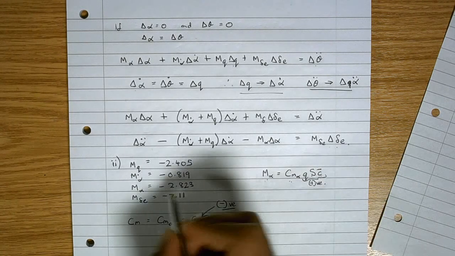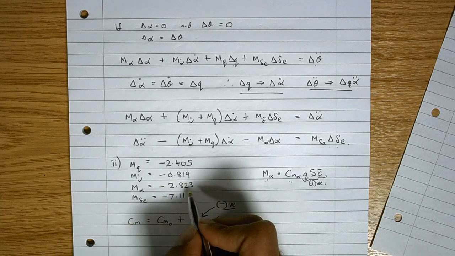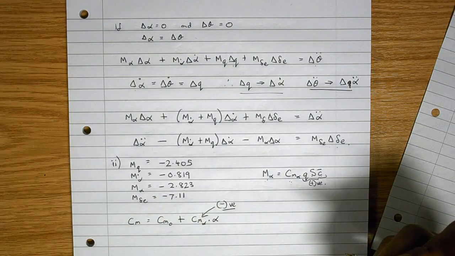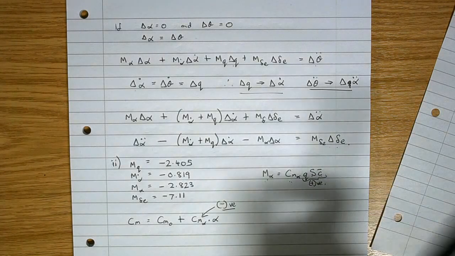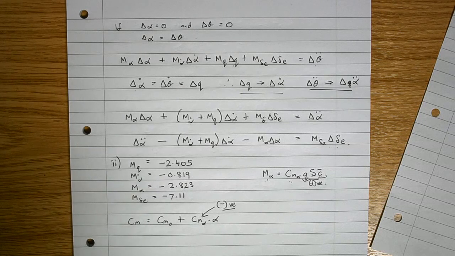So for this aircraft, you can tell it's got static stability, but you don't have a Cm naught value. So from this, you won't be able to tell whether or not the aircraft is trimmed for a positive angle of attack.